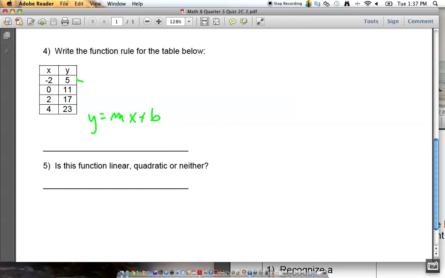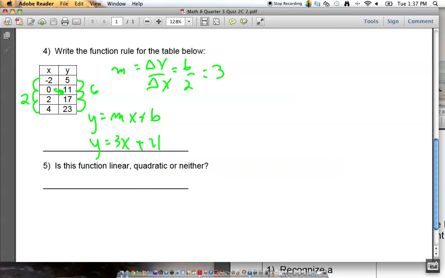What are the y's going up by? 6. What are the x's going up by? 2. So what is the slope, which is change in y over change in x? What would that be? 6 over 2, which is 3. So I know I have y equals 3x. How do I find b? What's it always pair up with, guys? 0. So I'm going to put plus 11 because the 0 pairs up with 11.